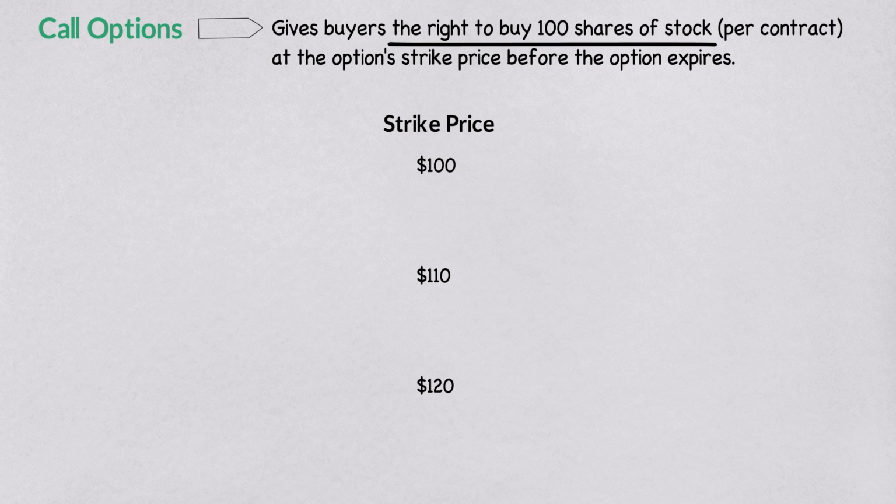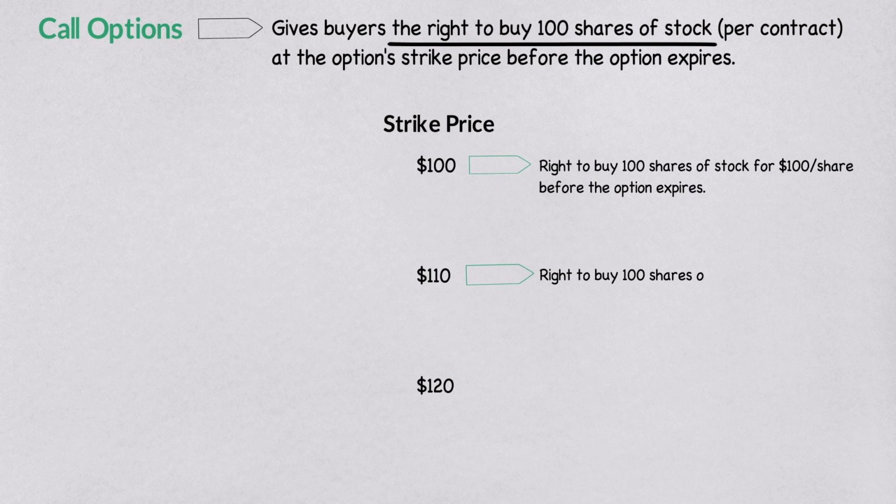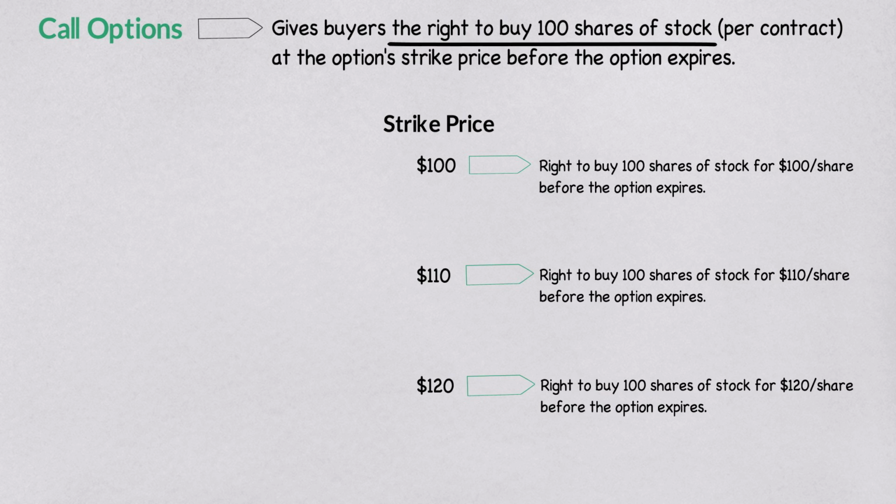So if a call option has a strike price of 100, that means that the call buyer has the right to buy 100 shares of stock for $100 a share before the call expires. At $110 being the strike price, the call buyer has the right to buy 100 shares of stock for $110 a share before the option expires. And at $120, the call buyer has the right to buy 100 shares of stock for $120 a share before the call expires if they so choose to.